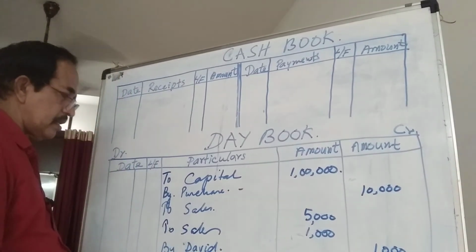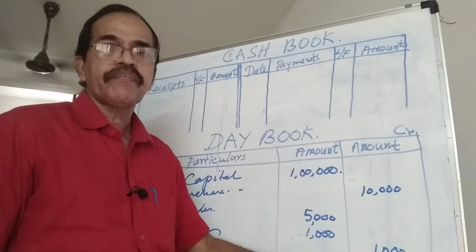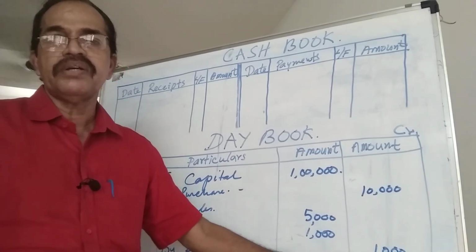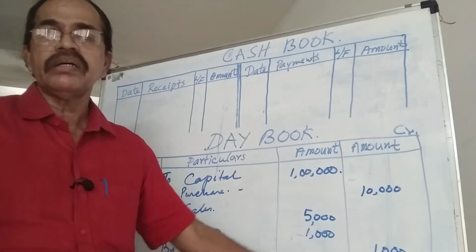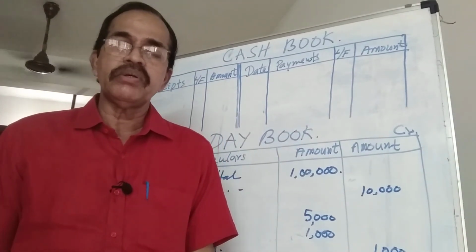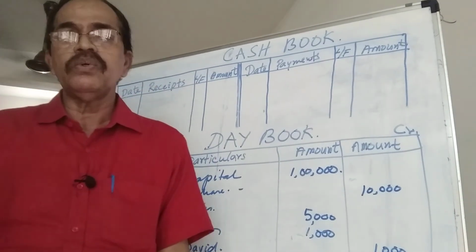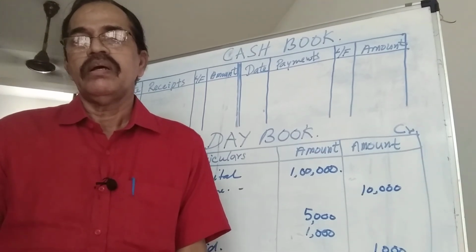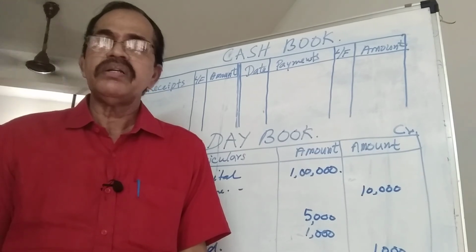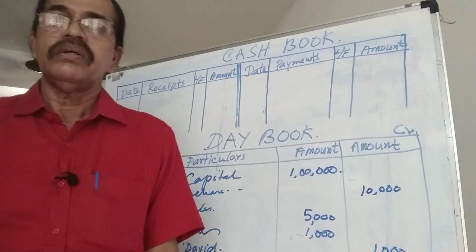Now we can see that the amount 1,000 is written on both sides. That means there is no outflow or inflow of cash. In the same manner, we can write any credit transaction in the day book. That means any business transaction can be recorded through a day book. So we know that a day book is more advantageous than a cash book. So this is the end of the topic.